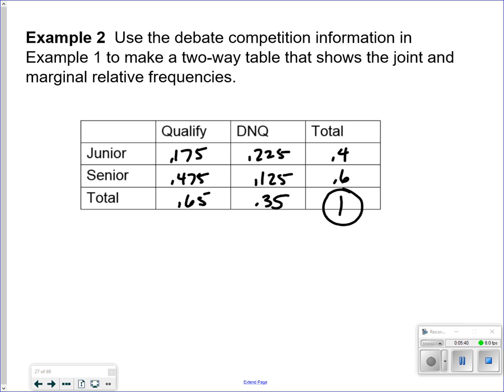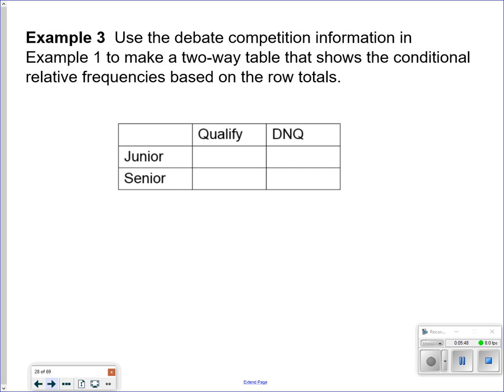So that is when you start talking about joint and marginal relative frequencies. And so the next one, the debate competition information example one, to make a two-way table that shows the conditional relative frequencies.